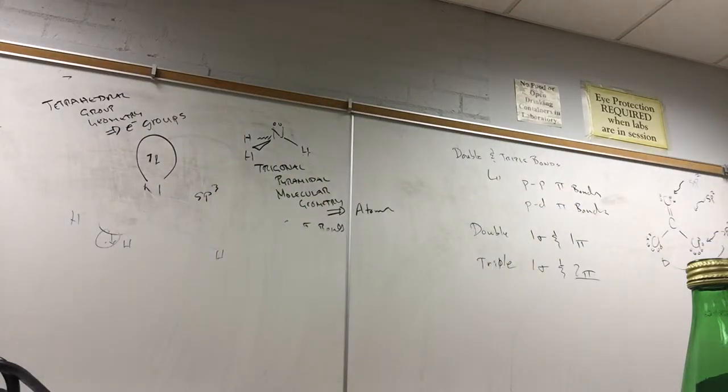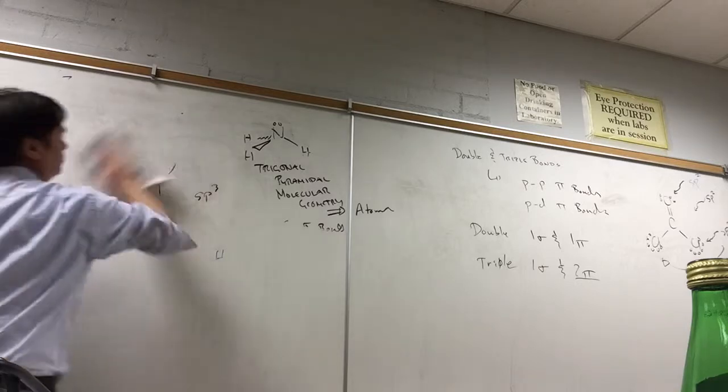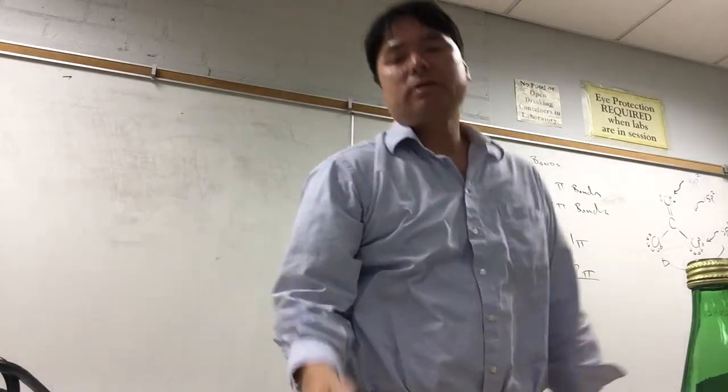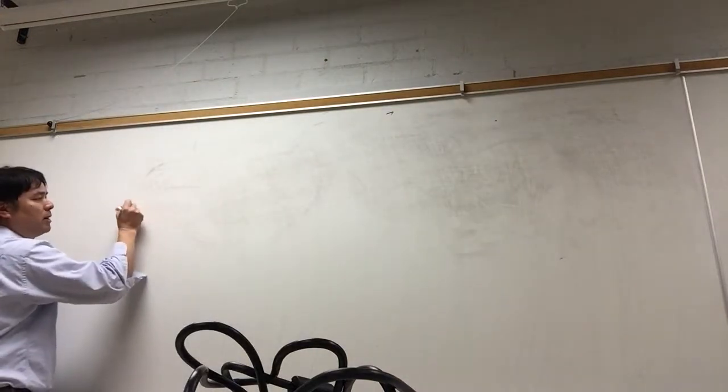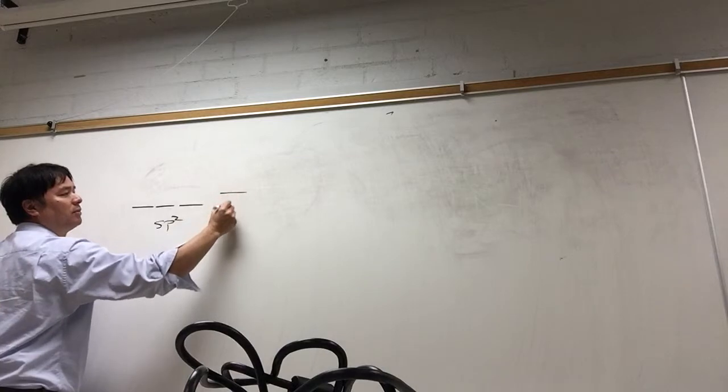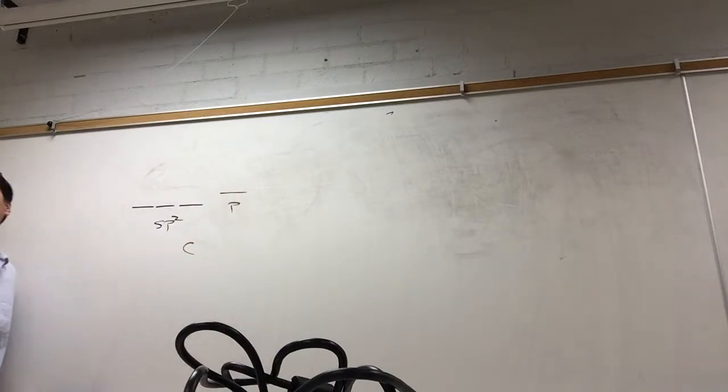Okay, now we're going to look at it atom by atom. And so first let's do the carbon. Carbon's sp2. And so you either just memorize this. We have 3 sp2 orbitals, which leaves 1 unhybridized p orbital on carbon.